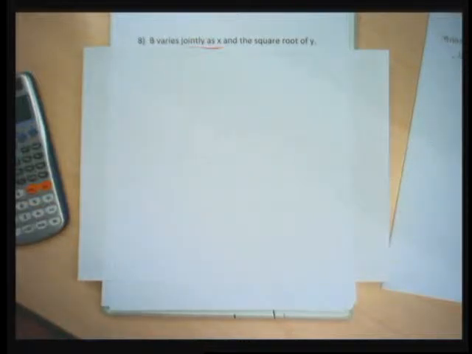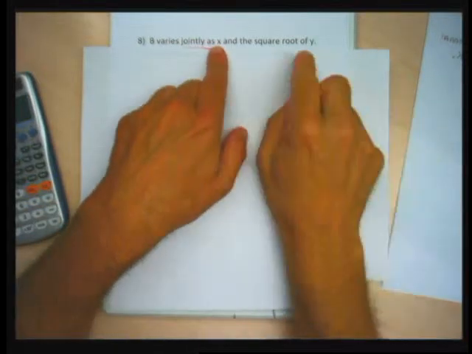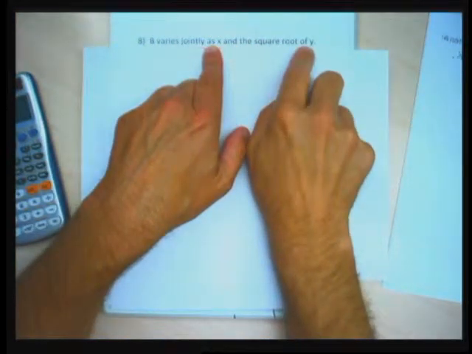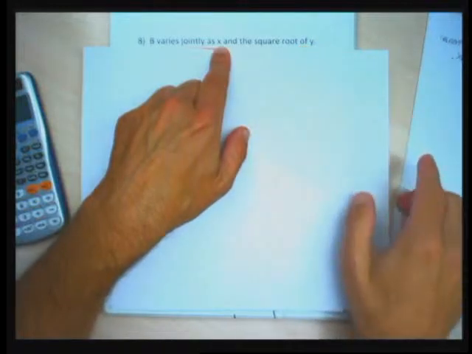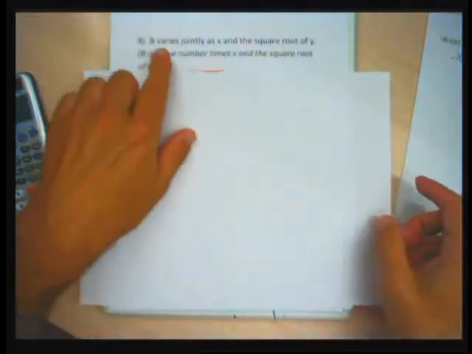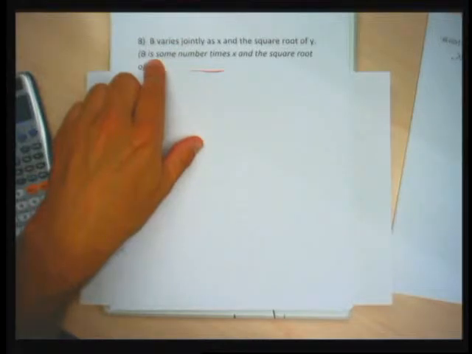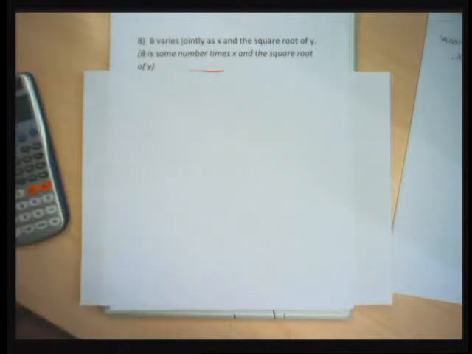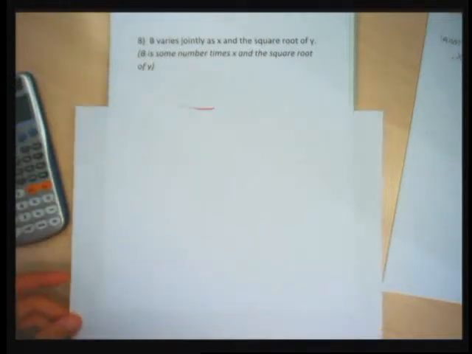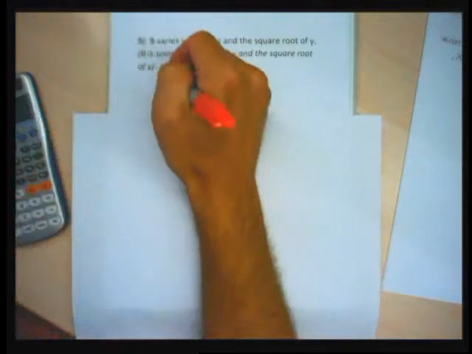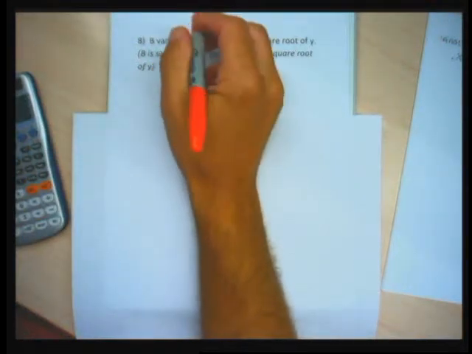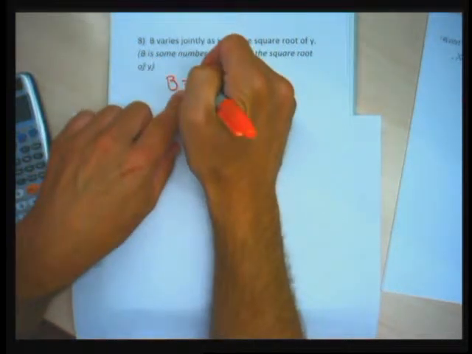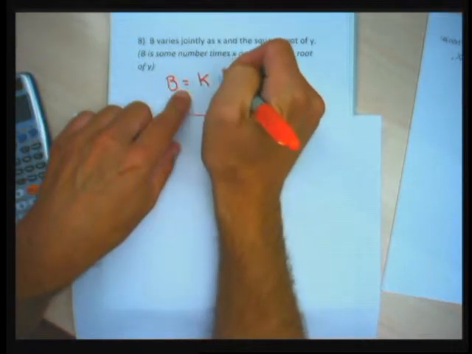Jointly implies I'm going to have two letters after the K, and I can see what letters they need to be. They need to be an X and a Y, but the Y has to be under a square root symbol, but the X doesn't. So I parenthetically changed the varies jointly to "is some number times," just because that's what I'm thinking when I see jointly. And if I want to make an equation out of that, the first letter I see in the problem is B. And then for the "is some number times," the "is" is my equals, the some number is K, and it's going to be times.